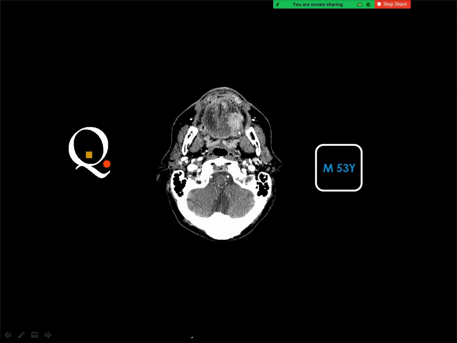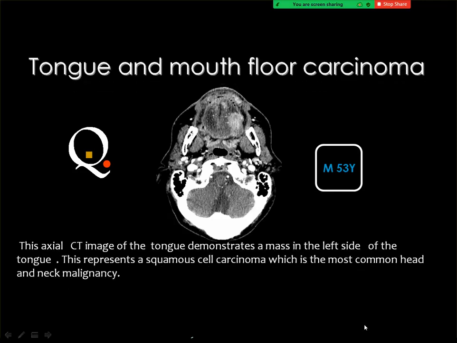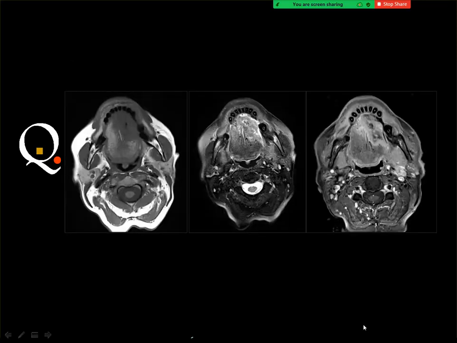Then in carcinoma, you should say carefully that the lesion is not crossing the midline, because the extension across the midline will make the lesion inoperable. And also, you look carefully for metastatic lymph nodes in the remaining images if you have. Yes, this patient had an MRI of the tongue, T1 weighted image, T2 weighted image, and T1 post contrast.